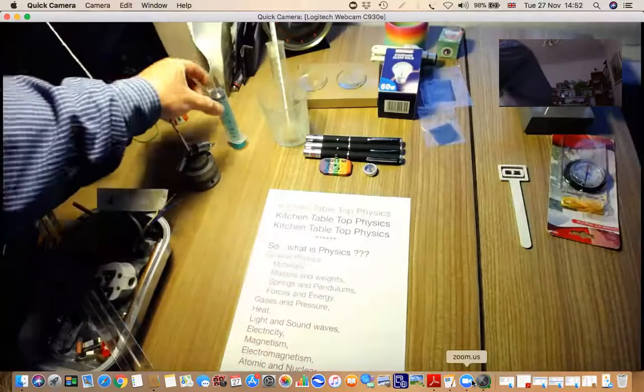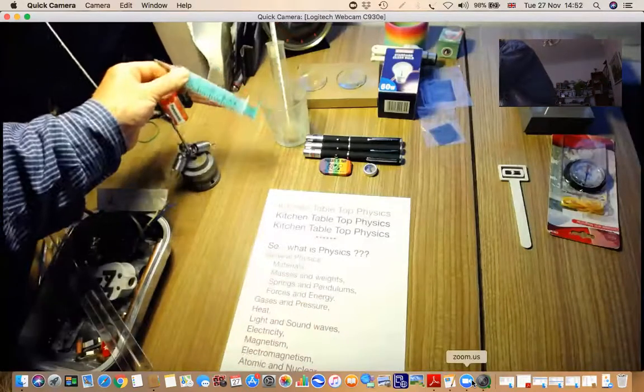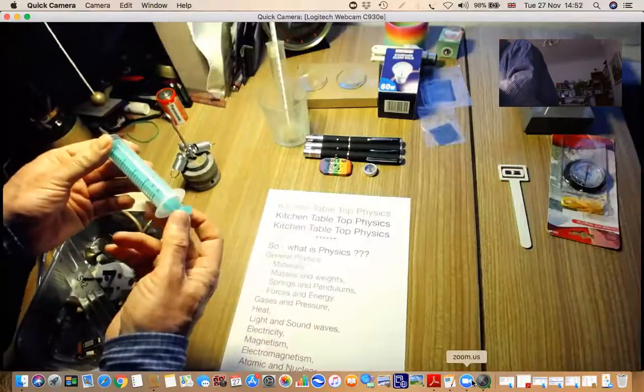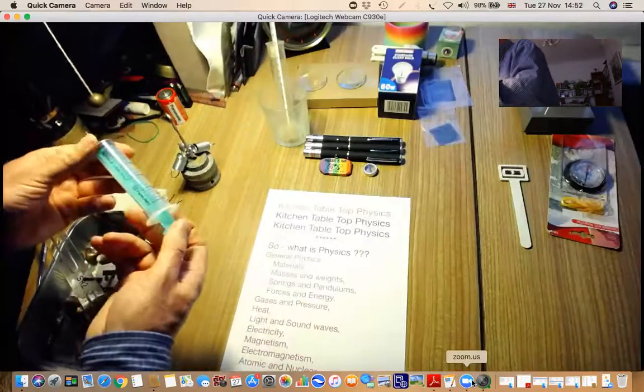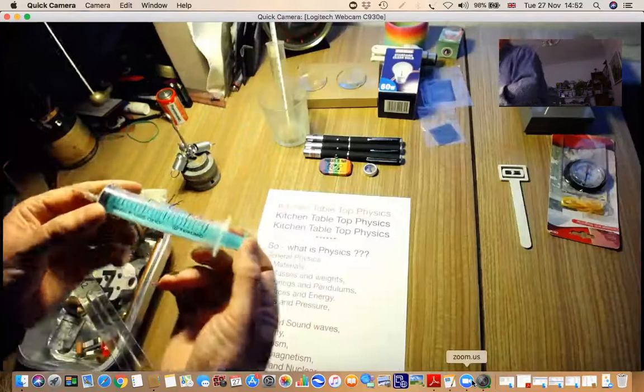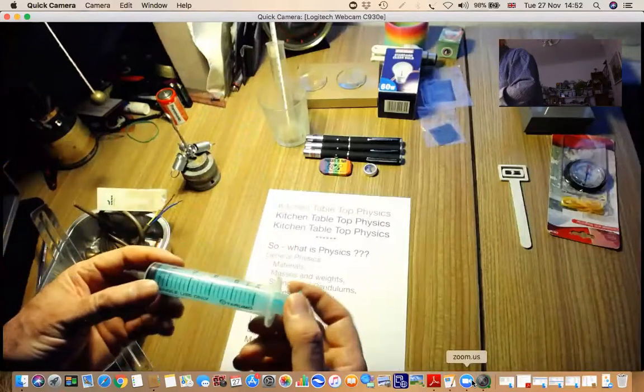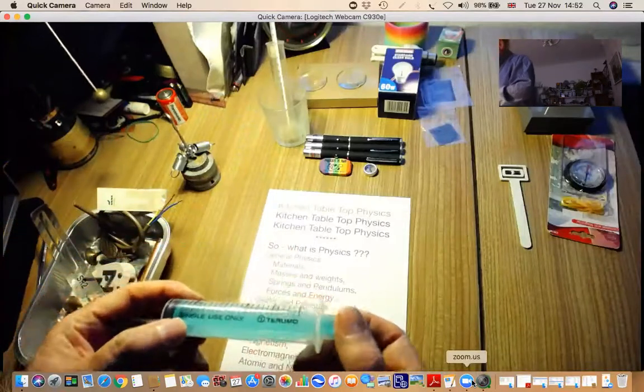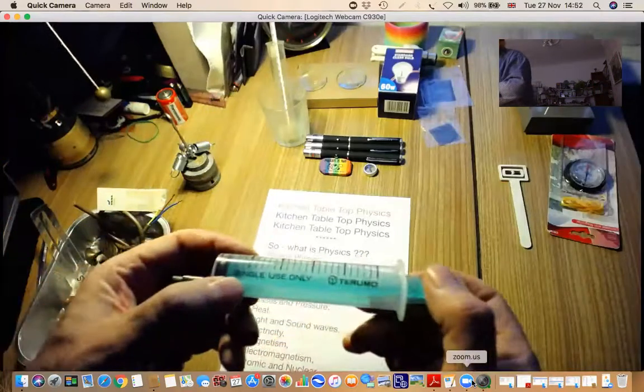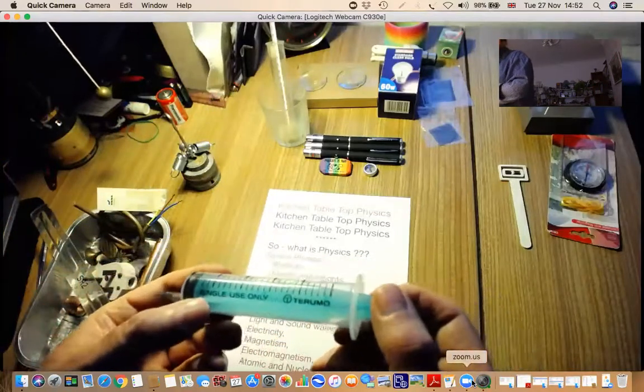Gases and pressure. When I was in the hospital one year ago, and the medics were putting a lot of chemicals into me, and when they had finished with this particular object, I said to the doctor, "What are you going to do with that?" He said, "I'm going to throw it away because it's single use only." And I said, "Could I have it?" And he said, "Yes, you can."